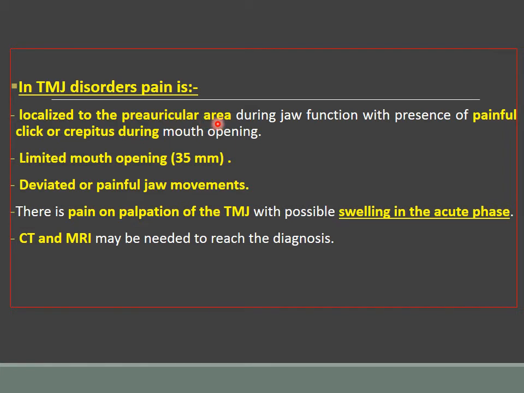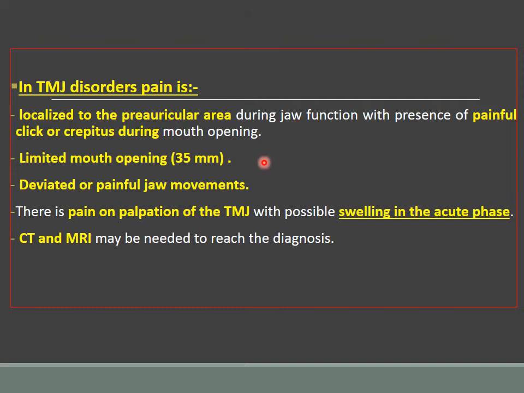So localized to the periauricular area during the jaw function, opening and closing, and the presence of both painful clicking and crepitation. وعرفت ليش يصير clicking وليش يصير crepitation. The other sign is limited mouth opening. لما يكون mouth opening below the normal value اللي هي 35 ملم, normal opening 3 or 4 fingers. Deviated or painful jaw movement يعني أحيانا يصير نحرك الجو open and closed شو يصير ب deviation and painful movement during the opening and the closing.